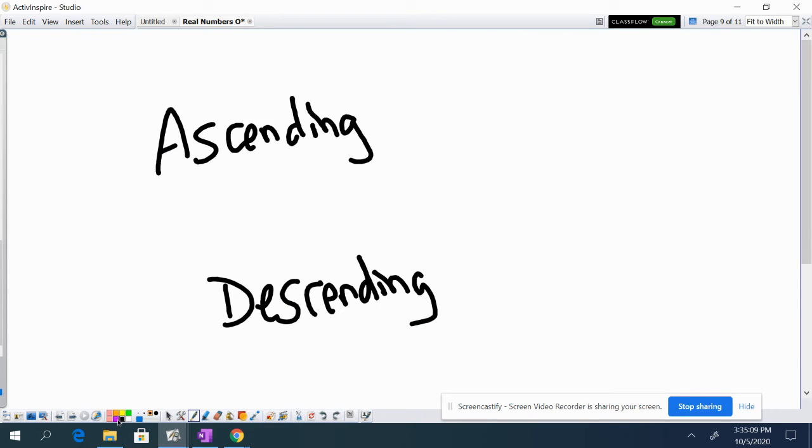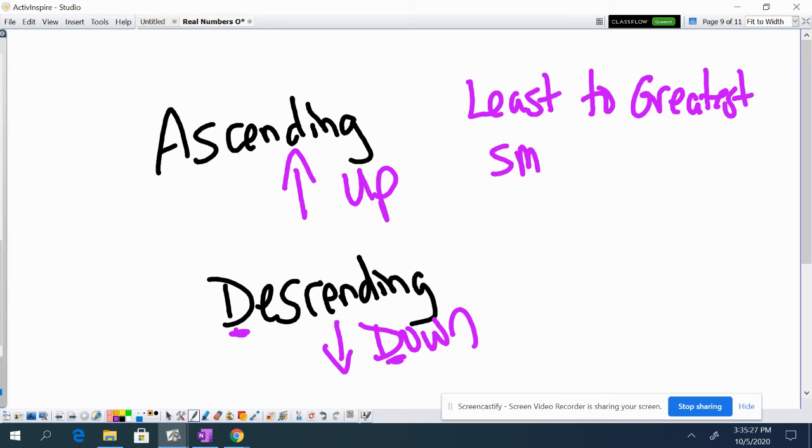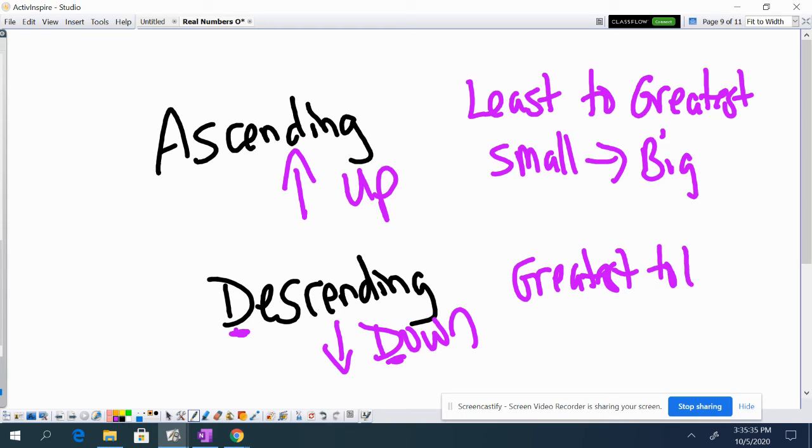Here's some vocabulary that's going to help. Ascending means it goes up. Descending goes down. And I know you've heard these before. This is least to greatest, which is small to big. And this is greatest to least, which is big to small. Just in case you didn't remember. Ascending up, descending down. Okay?